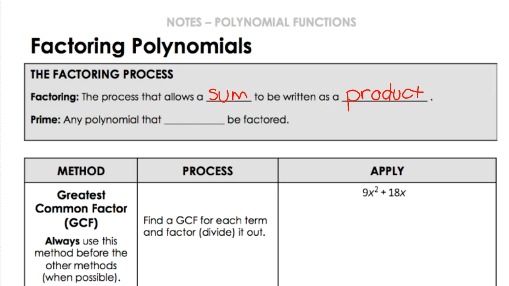When something is prime, that is a polynomial that cannot be factored. So sometimes we'll come across polynomials that can't be factored at all, and so we call them prime, and we can't do any of these methods. So we are going to go through all the methods for factoring here and talk about when they're most useful. And then we'll do some practice with them.